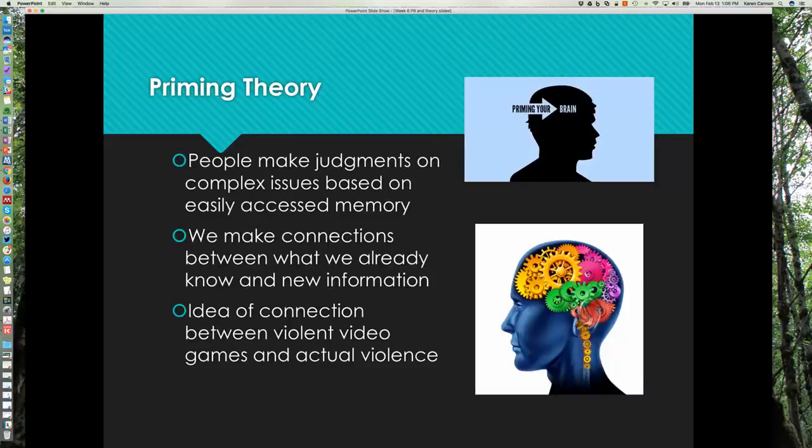Priming theory is this idea that we make judgments about things that are really complicated based on things that we already know. And part of this is the idea that our minds, we're what's called cognitive satisficers, and as human beings, our minds automatically look for the easiest explanation or the easiest way to process information or to think about things so that we can conserve energy for the other things that we have to do. So priming is this idea that when we see something that's related to something we already know, we make a connection there. We might not hear the whole message because we've made that connection already.